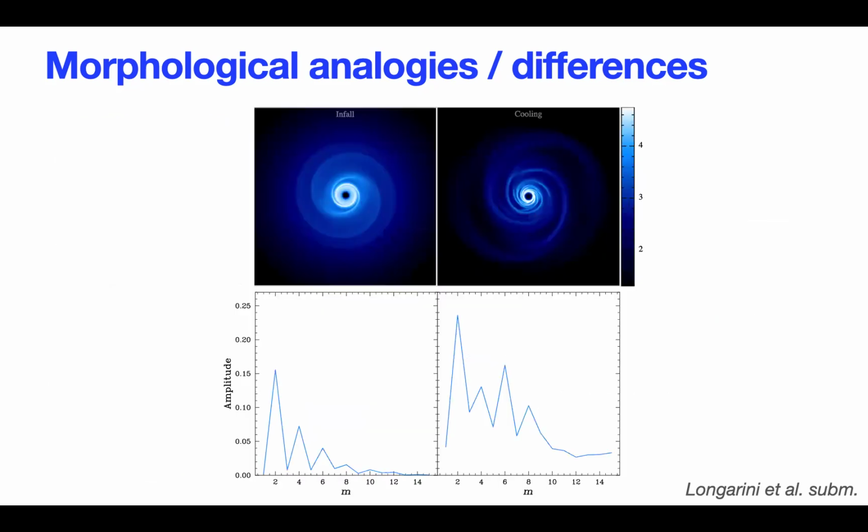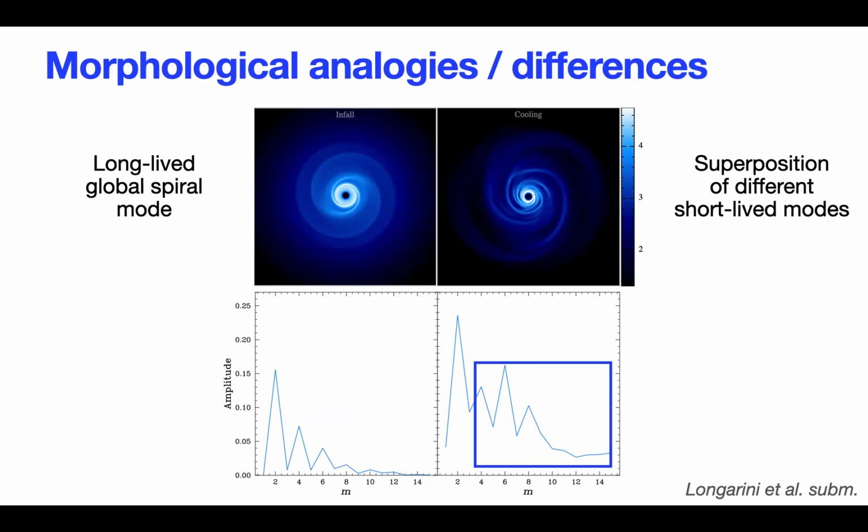But here I'm comparing an infall and a cooling simulation with the same disk to star mass ratio. This is the power spectrum of the spiral at a given location in the disk. There are analogies and differences here. First of all, since the disk to star mass ratio is the same, the dominant mode, m equal 2, is recovered in both simulations. But what is different is that in the cooling-driven scenario, we have a lot of power in high m modes, while we don't have such power in the infall case. Which basically means that for the infall simulation, we have a long-lived global spiral mode. The spiral is cleaner compared to the cooling case, where we have a superposition of different short-lived modes.